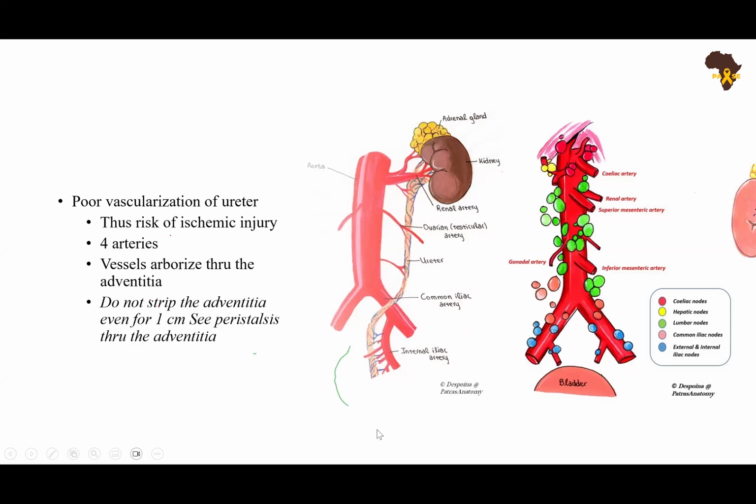So you will not have any problem with vascularization of the ureter as long as you do not strip this adventitia. Do not strip it even for a centimeter. If you have to, you should see the peristalsis going through the adventitia. Never ever should you see the ureter bare. If you see the ureter bare beneath the adventitial layer, then know that that ureter is going to leak. So you'll have to stent it and probably consider repair of that area.